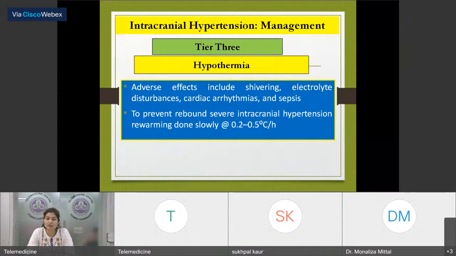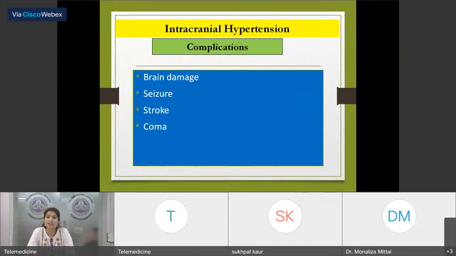Adverse effects of this therapy are shivering, electrolyte imbalances, cardiac arrhythmias, and sepsis. And to prevent rebound severe intracranial hypertension, rewarming should be done slowly. So once you are sure that the ICP has been reduced and the temperature needs to be returned back, it has to be put back very slowly, that is at the rate of 0.2 to 0.5 degrees Celsius per hour. There are certain complications of intracranial hypertension: brain damage, seizure, stroke, coma.